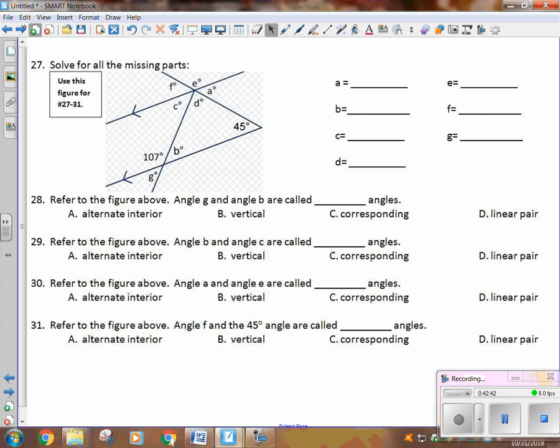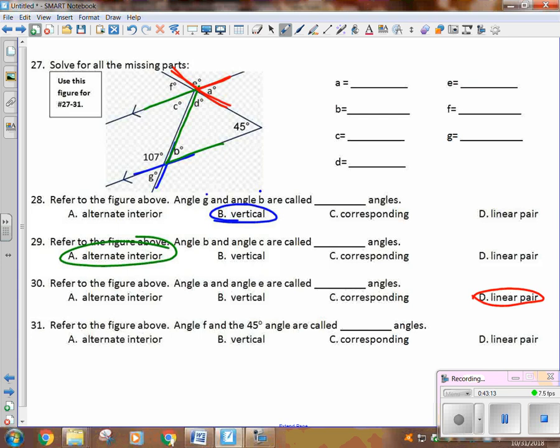Okay, 28. If I check B and G form an X. Those are going to be vertical, G and B. Number 29, B and C. Here's C, here's B. Those form a Z, alternate interior. Refer to the figure above, angle A and angle E. Here's angle A, here's angle E. Do you notice that they form a straight line? These are going to be a linear pair.